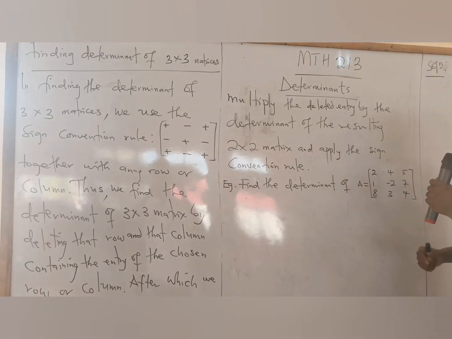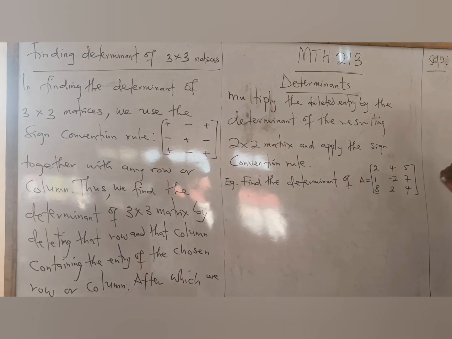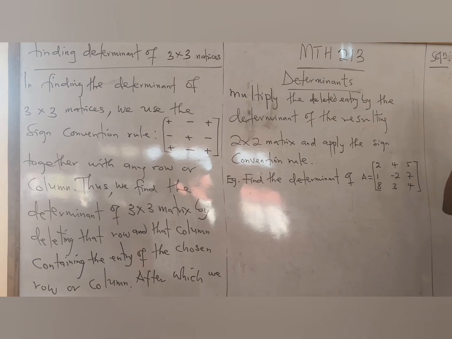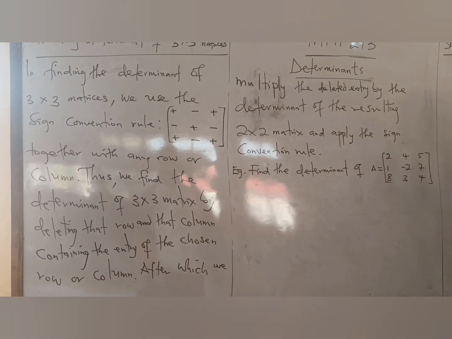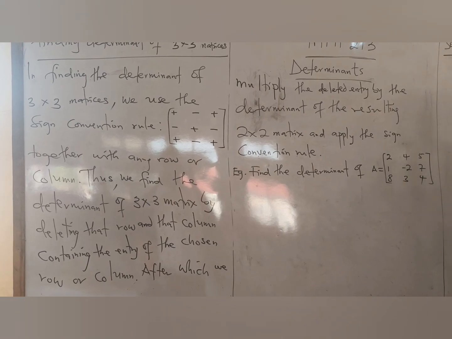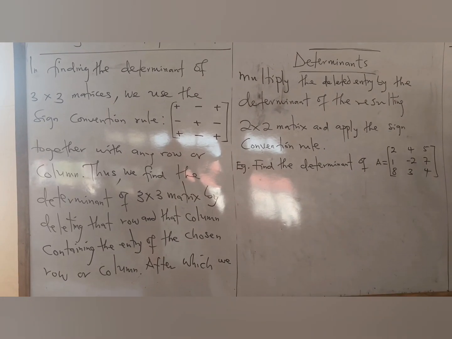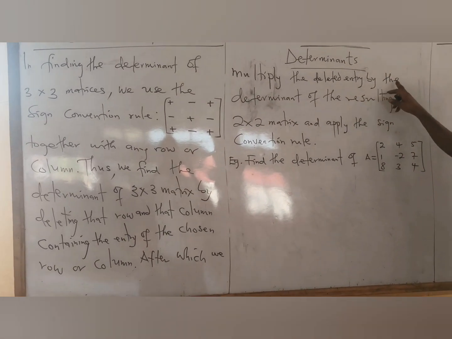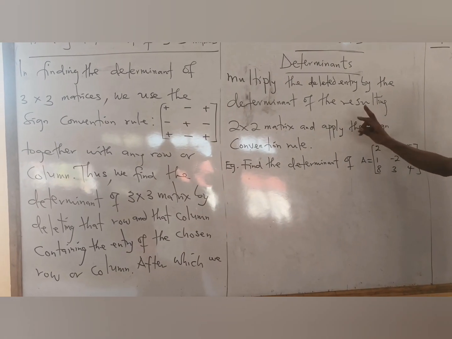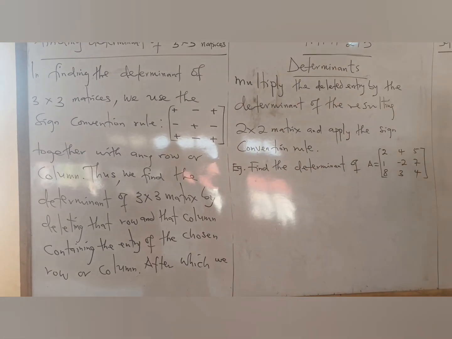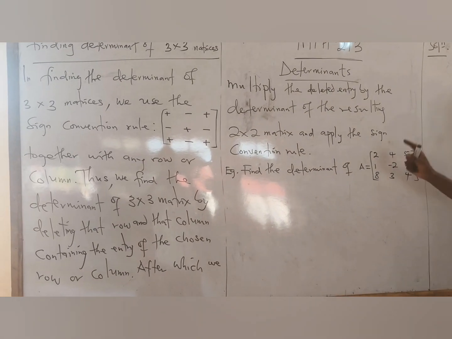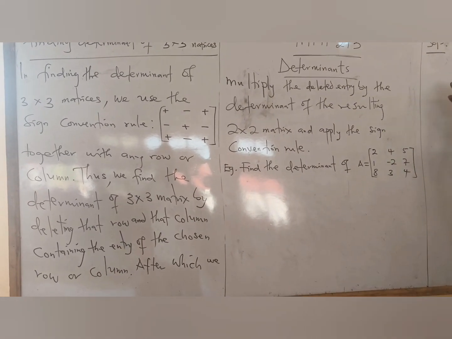So we find the determinant of 3 by 3 matrices by deleting the row and the column containing the entry of the chosen row or column. We are going to illustrate all that. After which we multiply the deleted entry by the determinant of the resulting 2 by 2. So when we delete, we'll be left with a 2 by 2. I'll illustrate all of them in this example.